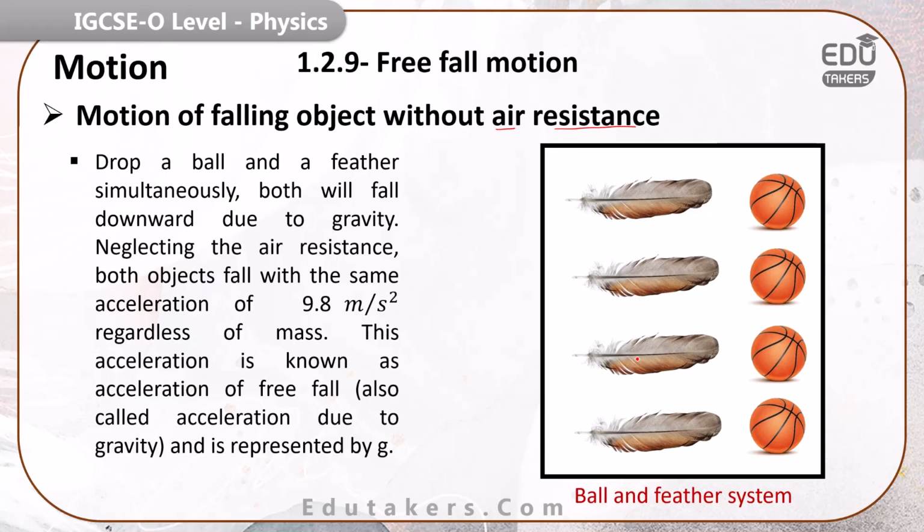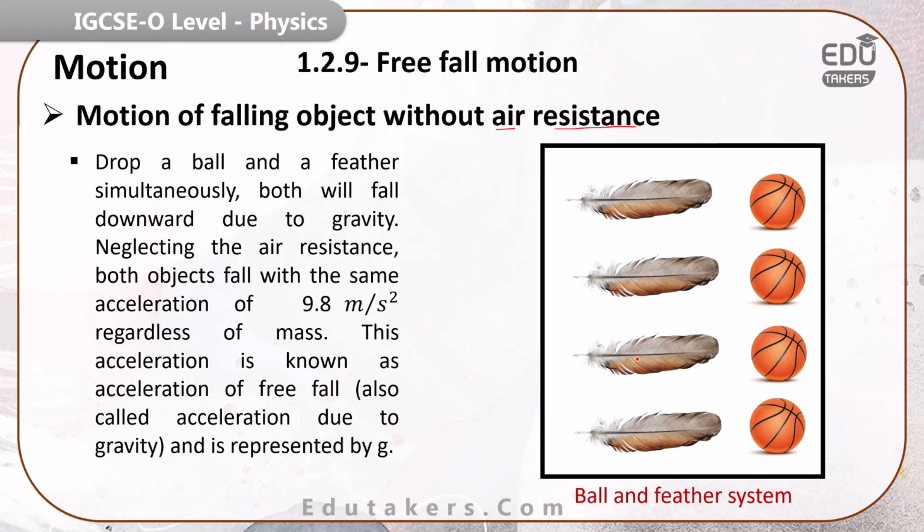In the figure, there is a ball and feather system. Feather and ball, both of these are moving towards the earth. The mass of the ball is larger and for the feather, it's light. The mass is smaller. So when you drop both of these simultaneously, they move downward because of the attraction of the gravity. Both of these move downward because of the attractive force of the earth.